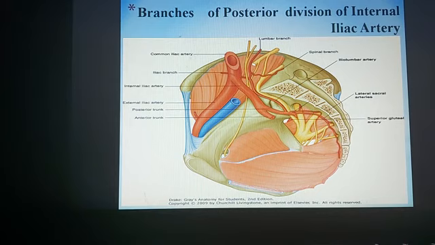So this is about the internal iliac artery. Thank you.